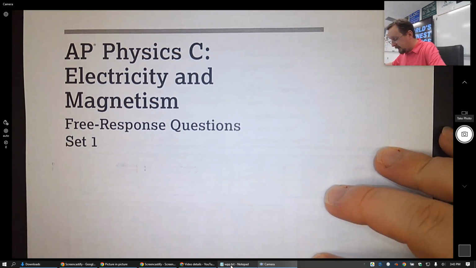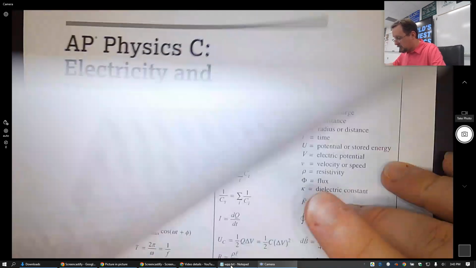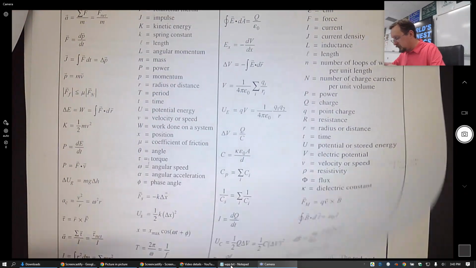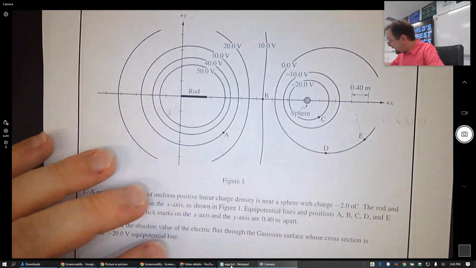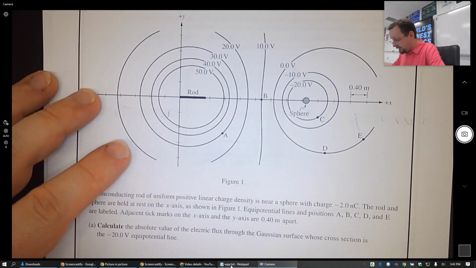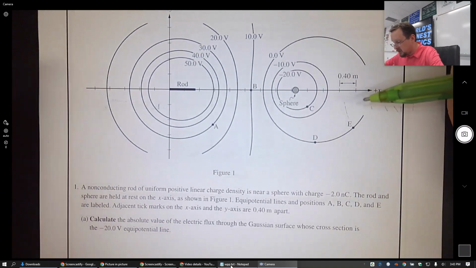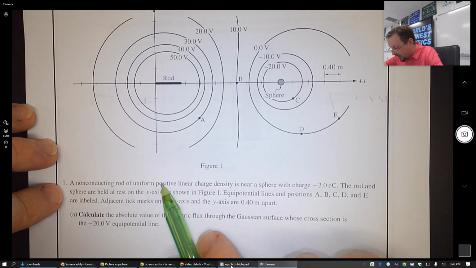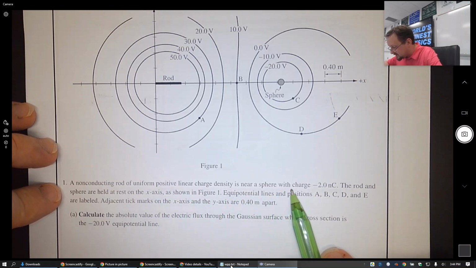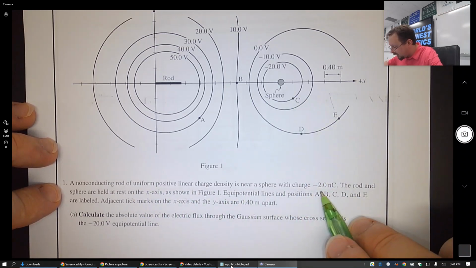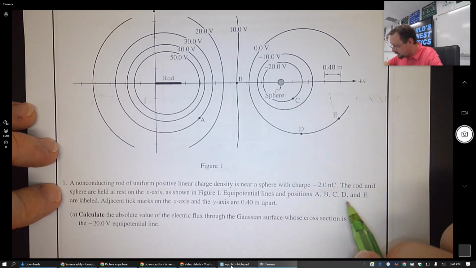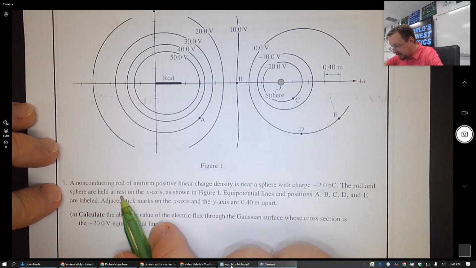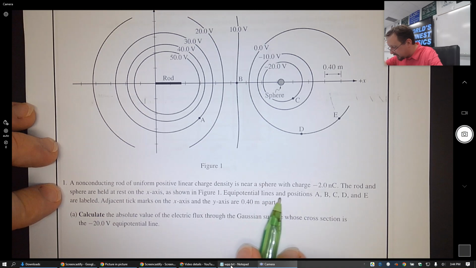Okay, see electricity and magnetism. This is going to be set one, and we're going to just go 1, 2, 1, 2, 1, 2. So what we've got here is an electric potential, equipotential, isoline, contour map, relief map, whatever you want to call it. A non-conducting rod of uniform positive linear charge density is near a sphere. We know the charge on the sphere. The rod and sphere are held at rest on the x-axis as shown above.